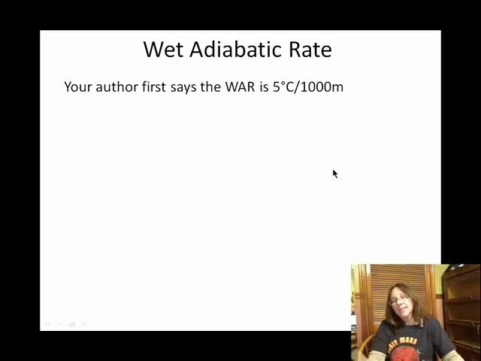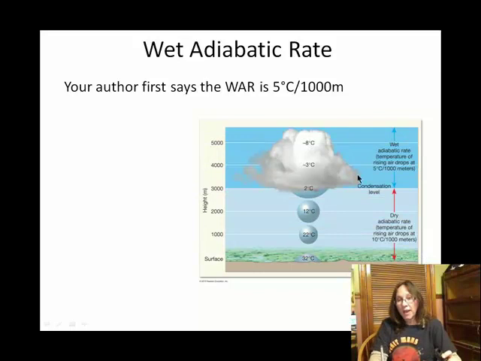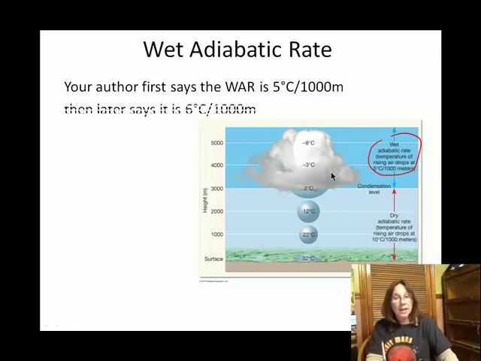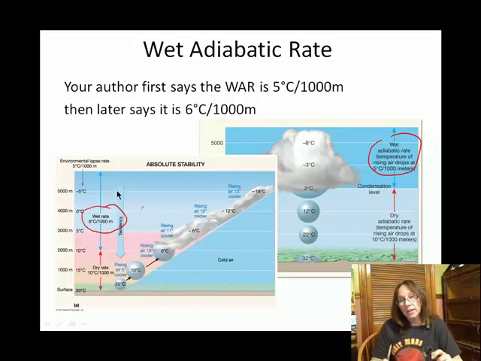Okay, so this is just to show you that I'm not losing my mind. This is a figure from earlier, and we said that the wet adiabatic rate, this is from the same textbook, is 5 degrees Celsius per 1,000 meters. And then more recently, we have this slide where the wet adiabatic rate, the WAR, is 6 degrees Celsius per 1,000 meters. I did a little bit of checking, and I've seen both of those as the wet adiabatic rate in the literature. So, hey, it all works out.